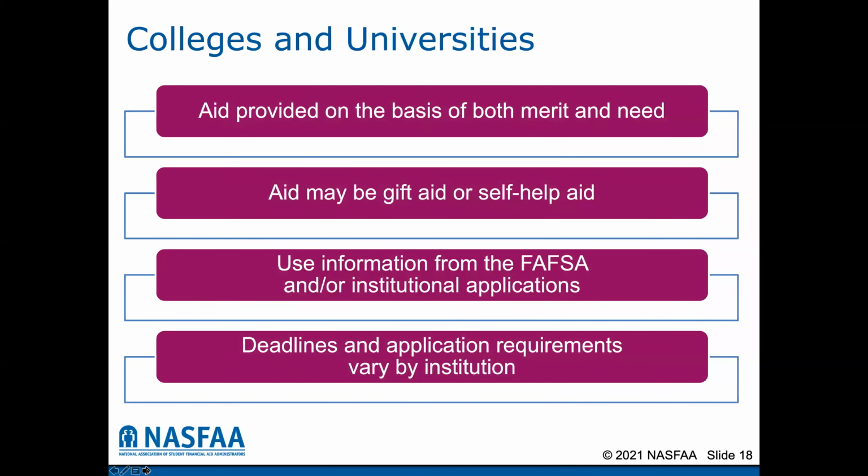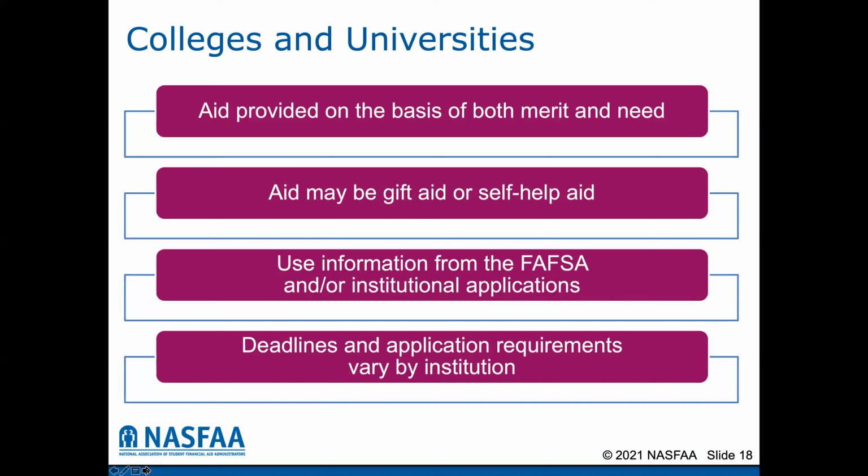Your colleges and universities aid, again, is provided on the basis of both merit and need. Aid may be gift aid, so that's the money that the student does not have to pay back at the end, or self-help aid, which are the student loans that they will have to pay back, or work study where they have to work for those funds. They use the information from the FAFSA and or institutional applications. And one point on the institutional applications, actually 2 points. Some colleges have their own financial aid application where they start to gather some more information beyond what the FAFSA has. There are also other schools that provide or ask for what's called the CSS profile form.